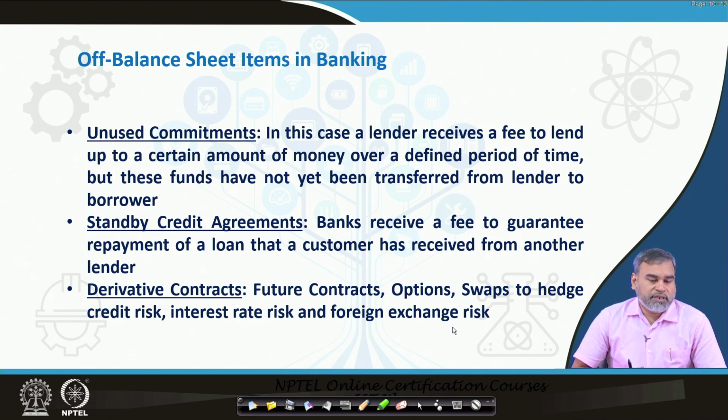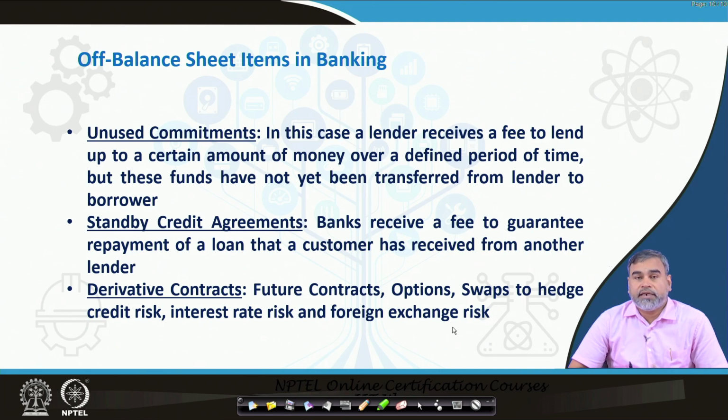There are some off balance sheet items. We have unused commitments, we have standby credit agreements, and we also have some derivatives contracts. In the unused commitments, the lender receives a fee to lend up to a certain amount of money over a defined period of time, but these funds have not yet been transferred from the lender to the borrower. They have committed to give that loan, but the loan is not yet disbursed.